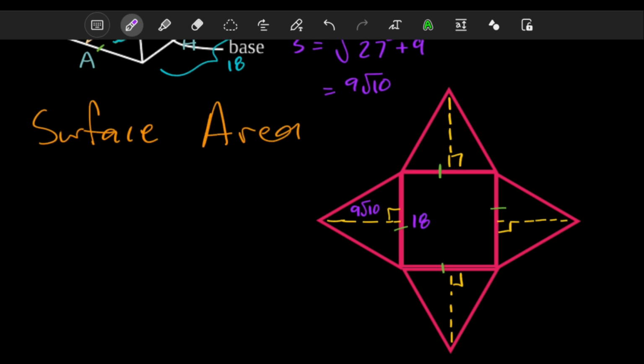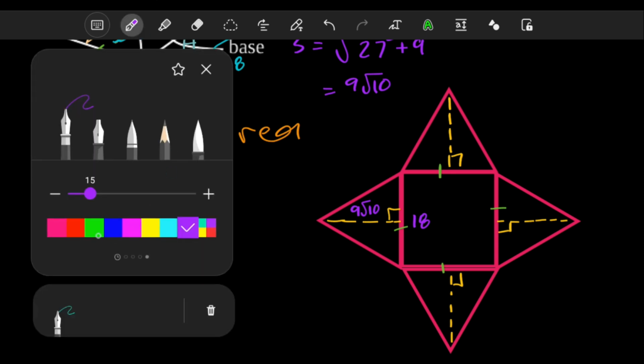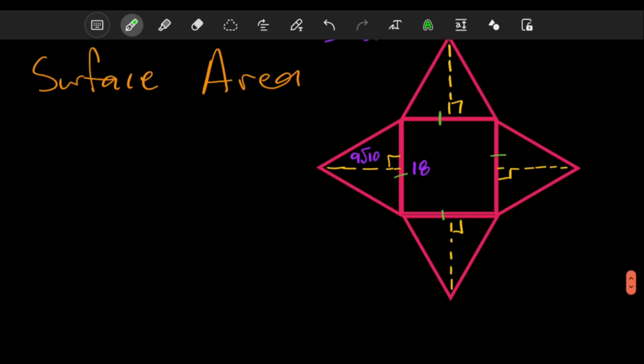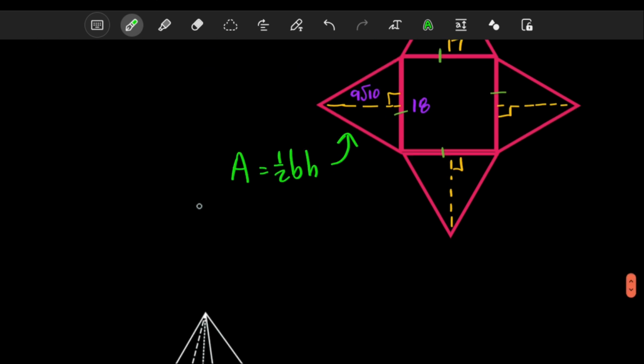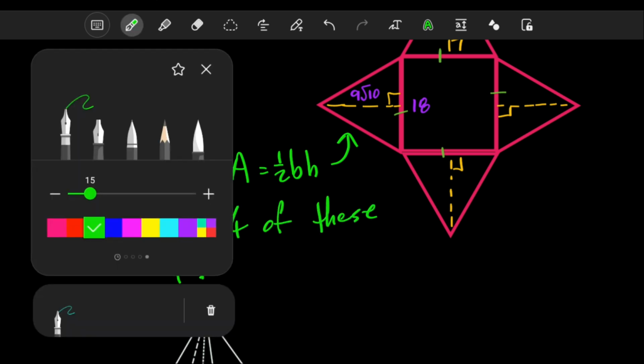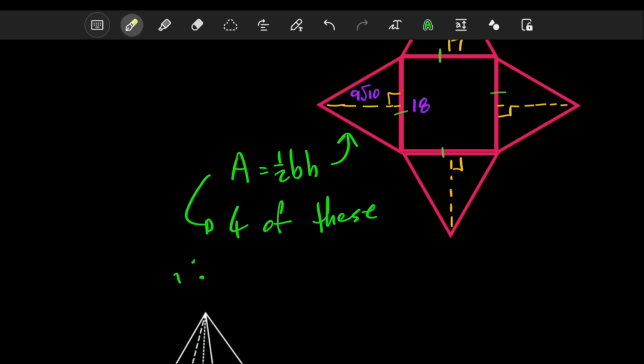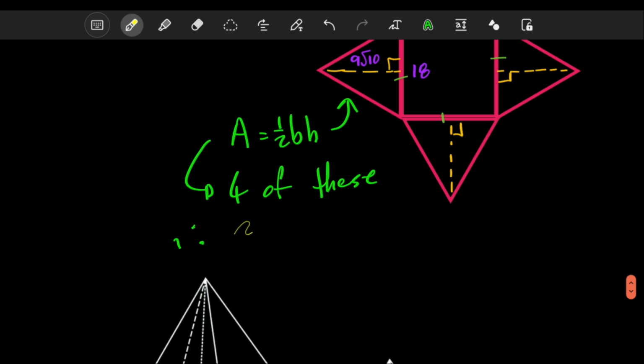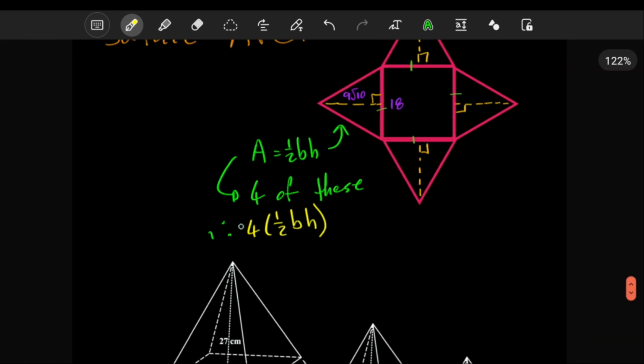So if you're going to work out the surface area here, it's quite simple. You just need the area of your triangle over there. The area of this triangle is just going to be half base times height. Technically, you have 4 of these. So your area for the triangles is just going to be 4 times half times base times height. That's for your triangles only.